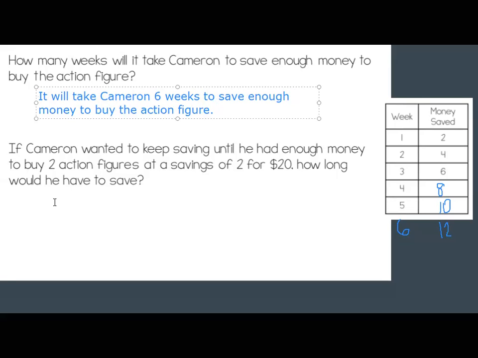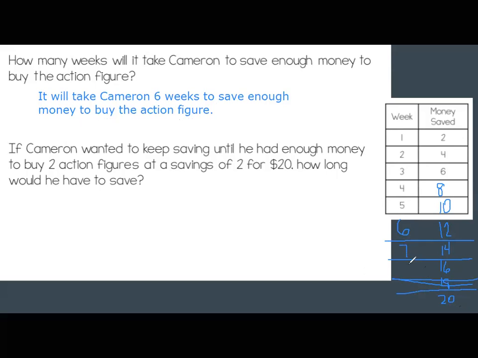If Cameron wanted to keep saving until he had enough money to buy 2 action figures at a savings of 2 for $20, how long would he have to save? So over here, again, we know he's saving $2 every week. So we need to figure out how much he would save each week until we can get to 20. So this would be 12, 14, 16, 18, and 20.